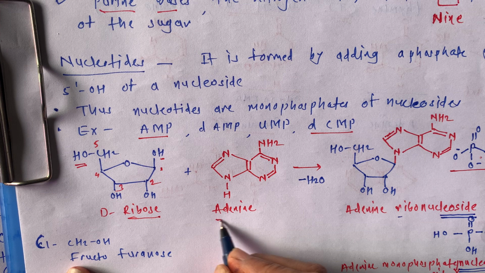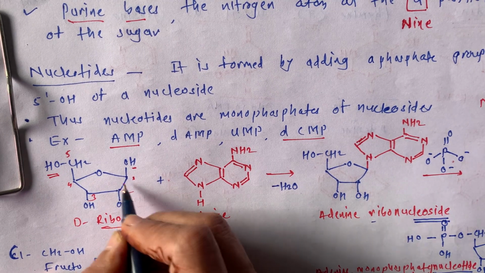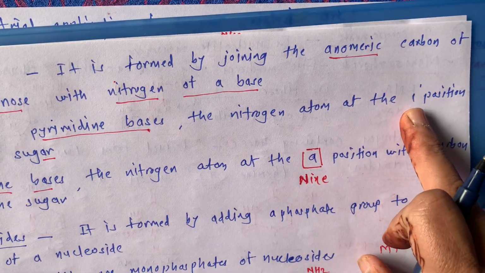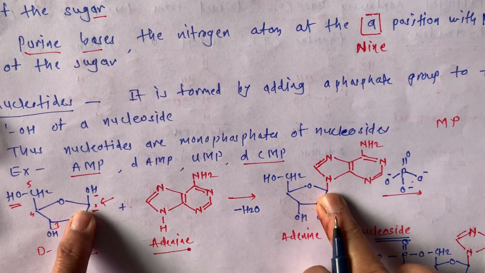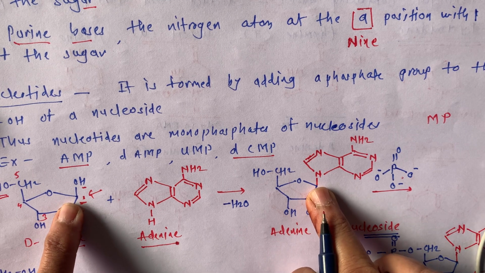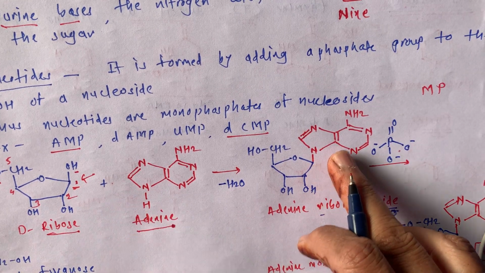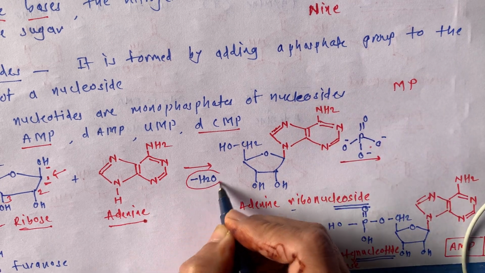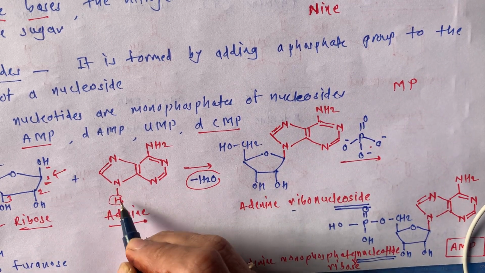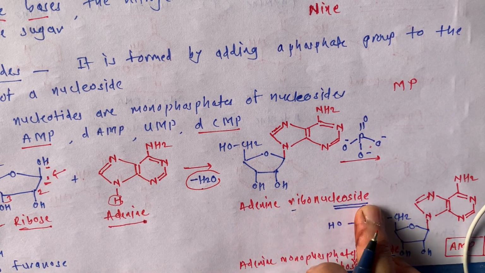Okay. Now adenine, this is the base, which is the parent compound is the purine. And here this is attached to the C1 position. See here, this is attached to the C1 position. Then this OH and H from this, minus H2O, is going to be removed, and this adenine ribonucleoside is formed.